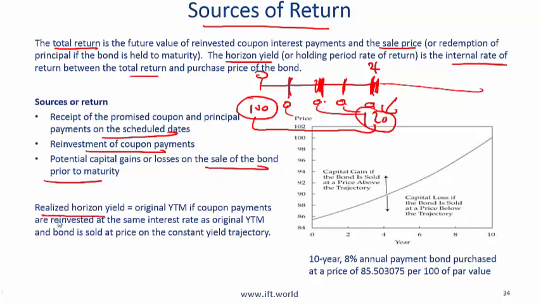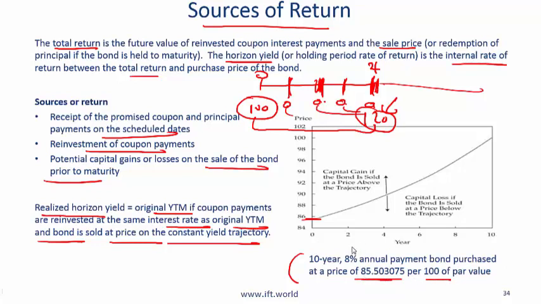The realized horizon yield is equal to the original YTM if coupon payments are reinvested at the same interest rate as the original YTM and the bond is sold at a price on the constant yield trajectory. Now there are a couple of important points here. Let's understand the constant yield trajectory. Let's say that you buy a discount bond. So the example here is from the curriculum where we have a 10-year 8% coupon bond purchased at a price of 85.5 per 100 par.